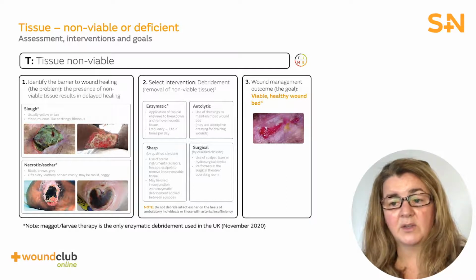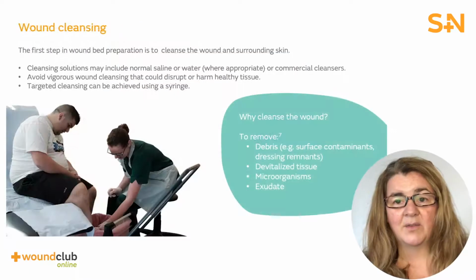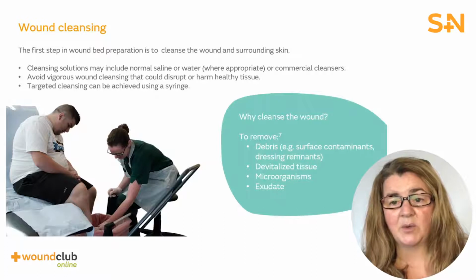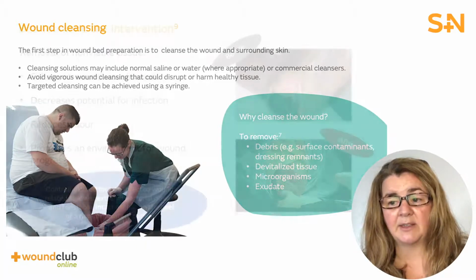Slough and eschar are often documented as a percentage of the wound bed. The presence of non-viable tissue is a barrier to wound progress. So how do we manage this barrier? The first step to wound bed preparation is cleansing the wound and surrounding skin to remove debris, loose non-viable tissue, microorganisms and exudates. This may be accomplished with normal saline, commercial cleansers or in some cases sterile water. Wound bed preparation helps create an optimal wound healing environment by producing a well vascularised, stable wound bed with minimal exudate.